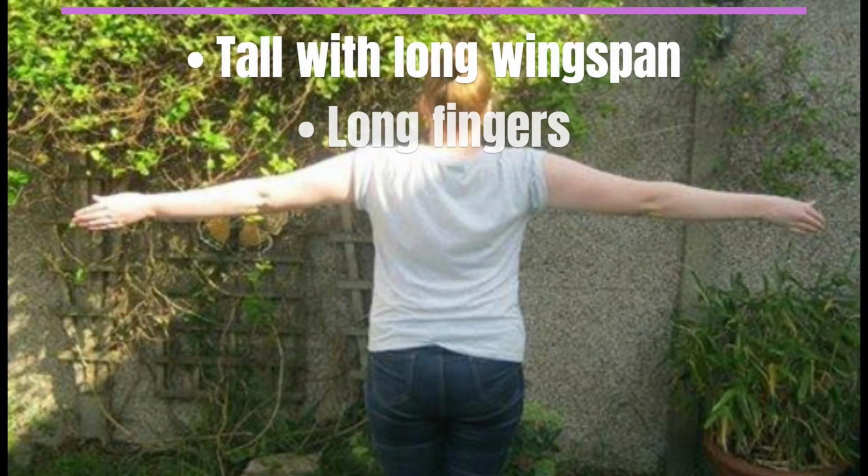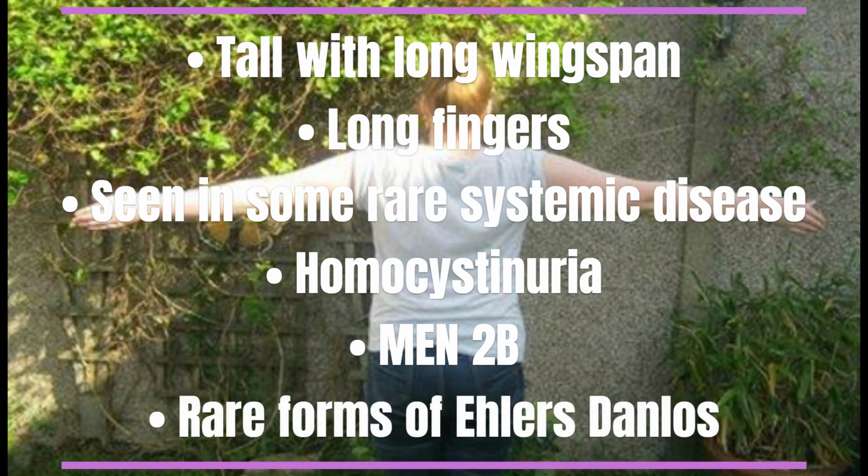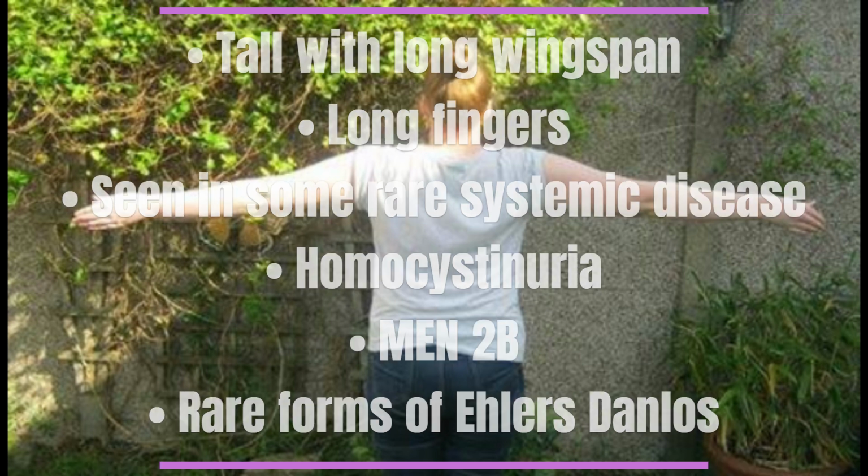And the last topic is about Marfanoid habitus. Here, the patient looks like they have Marfan syndrome. So they are tall with a long wingspan and long fingers. And this is seen in some rare systemic diseases like homocystinuria, multiple endocrine neoplasia type 2B, and also in some rare forms of Ehlers-Danlos syndrome.